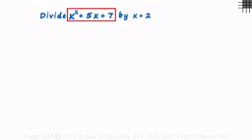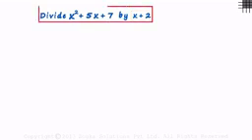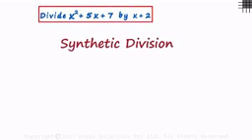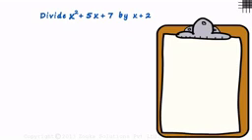Previously, we divided x squared plus 5x plus 7 by x plus 2 using the normal technique of division. Now let us solve the same problem using synthetic division. This process involves a few simple steps which we will write on this notepad.